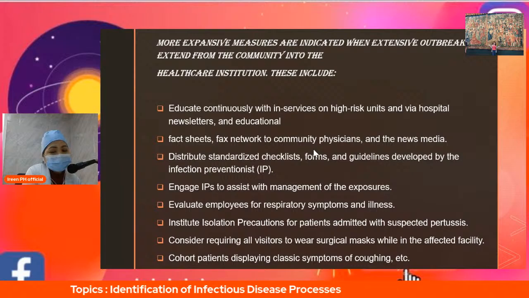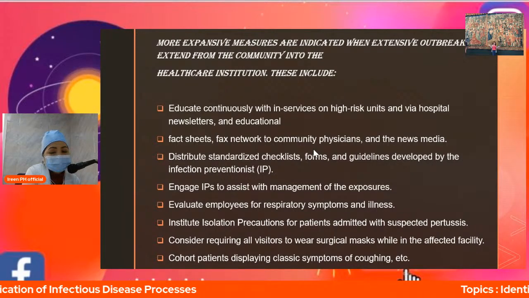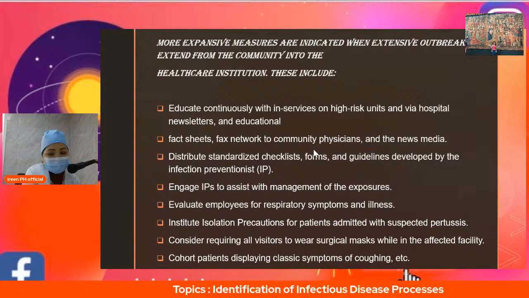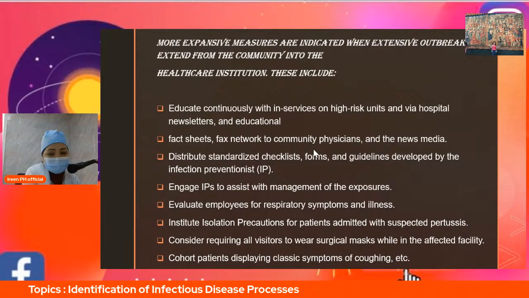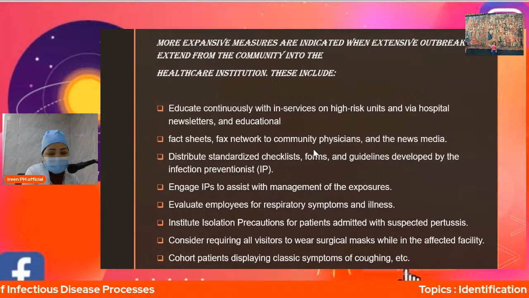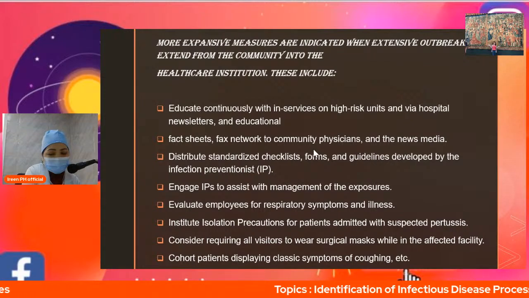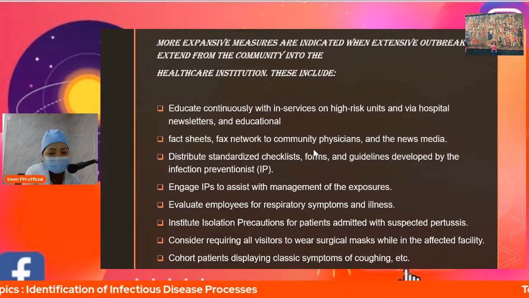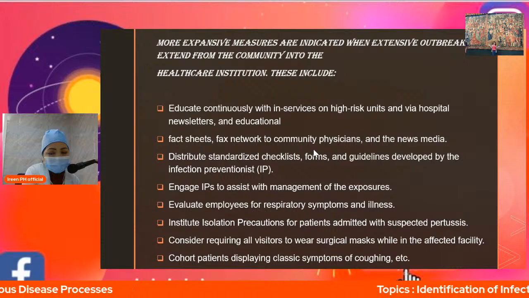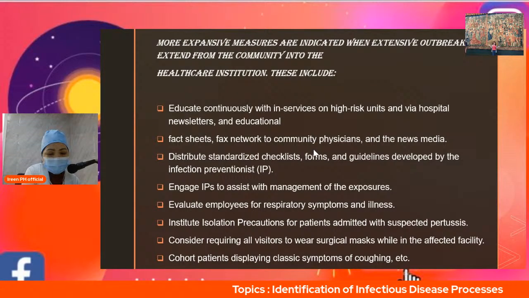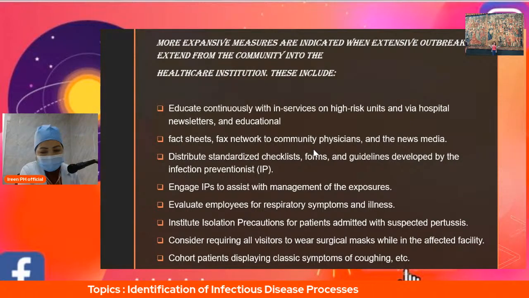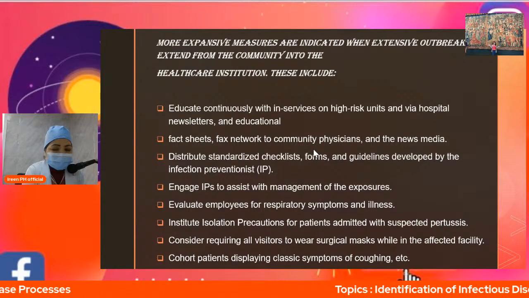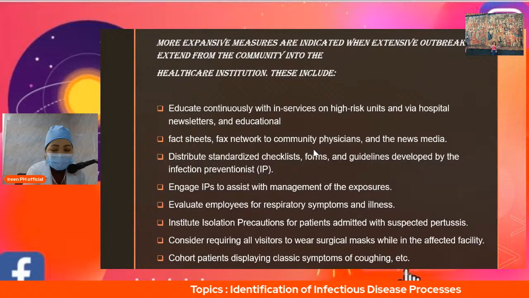Evaluate employees for respiratory symptoms and illness, for example at triage of employees. Okay. Institute isolation precautions for patients admitted with suspected pertussis. Consider requiring all visitors to wear surgical masks while in the affected facility. Okay. Cohort patients displaying classic symptoms of coughing, etc.